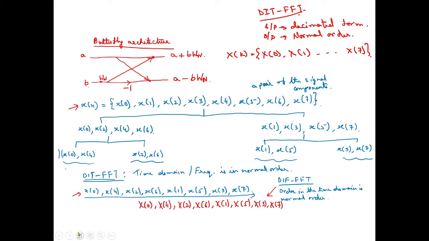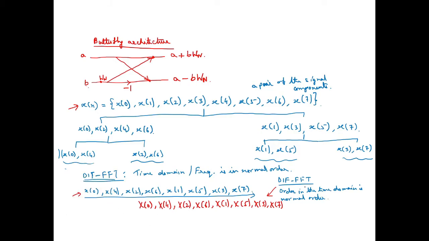In the case of DIF FFT, that means decimation is in the frequency domain, and the output would be the frequency component. So the output would be in the decimated form and the input would be in the normal form. In a DIF FFT, the order in the time domain is normal, and the output would be in this fashion: x0, x4, x2, x6, x1, x5, x3, x7, which is similar to the DIT FFT input sequence. So similar to that sequence, in this decimated form we will be getting the output.